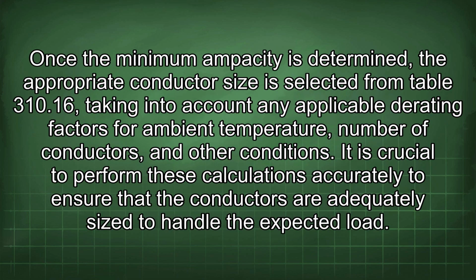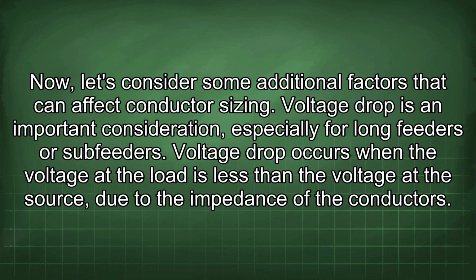Once the minimum ampacity is determined, the appropriate conductor size is selected from Table 310.16, taking into account any applicable deration factors for ambient temperature, number of conductors, and other conditions. It is crucial to perform these calculations accurately to ensure that the conductors are adequately sized to handle the expected load. Now let's consider some additional factors that can affect conductor sizing.